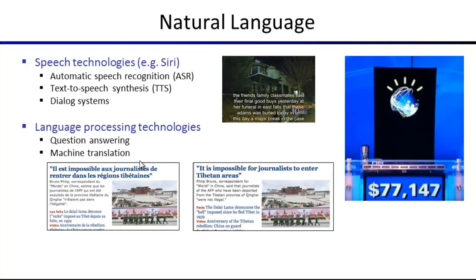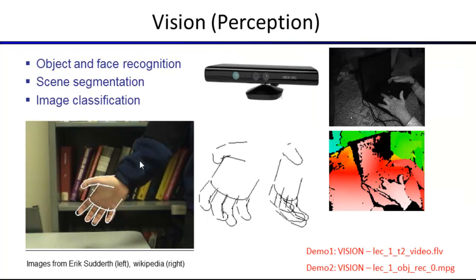Machine translation. You go to a web page, Google can translate it for you. Translations aren't perfect, but they're often good enough that you can get a good feel for what is going on in that text. Language processing is also used for web search in general, for text classification, spam filtering, and so forth. So a lot of applications of artificial intelligence in language processing.